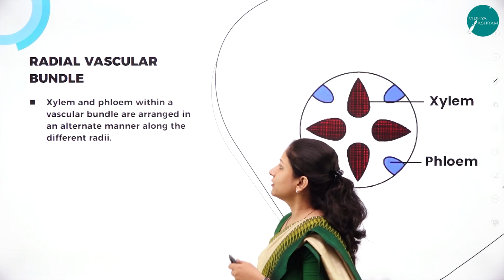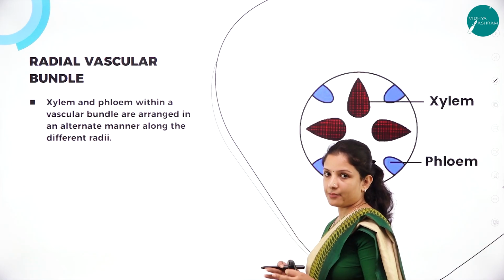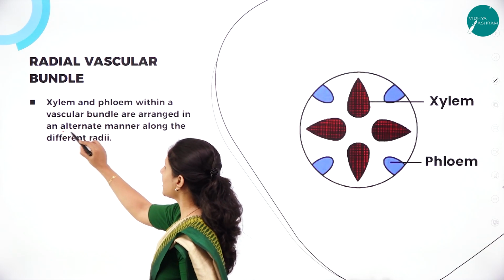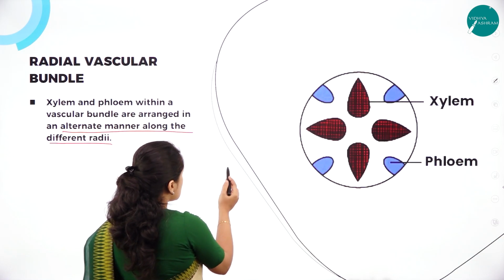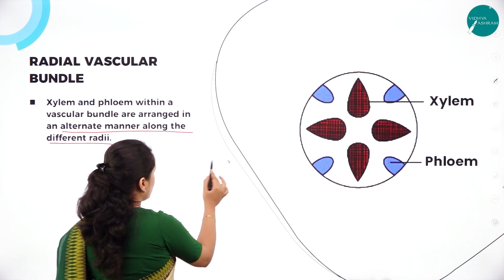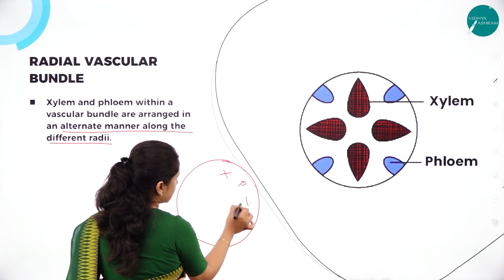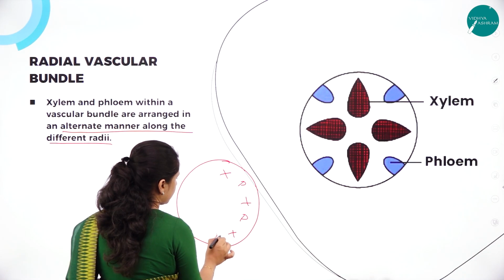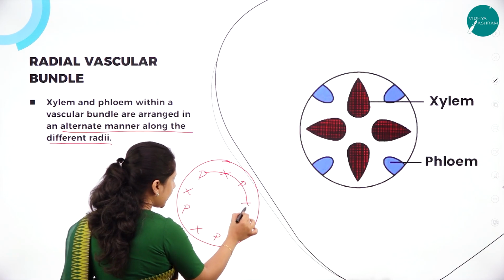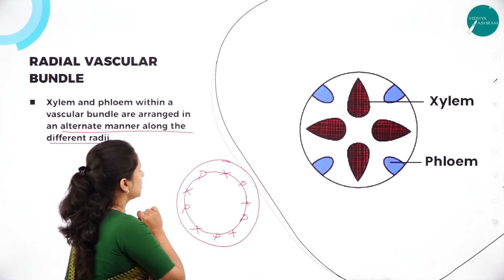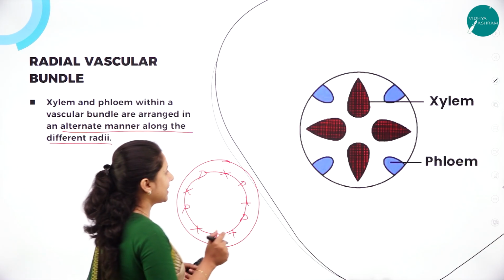Talking about the radial vascular bundle. Here the xylem and phloem within the vascular bundle are arranged in an alternate manner along different radii. It's not in the same radii. If it were in the same radii, how would it look? It will be like this, okay? Xylem, phloem, xylem, phloem, xylem, phloem. See, they are arranged in one line only like this. But it is not in the same radii, they will be in different radii.